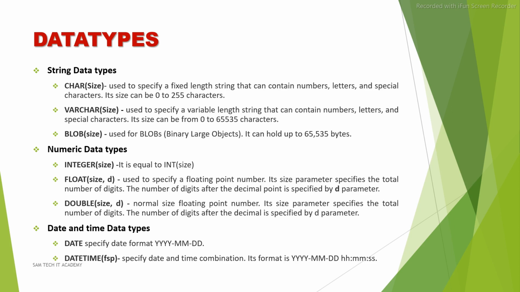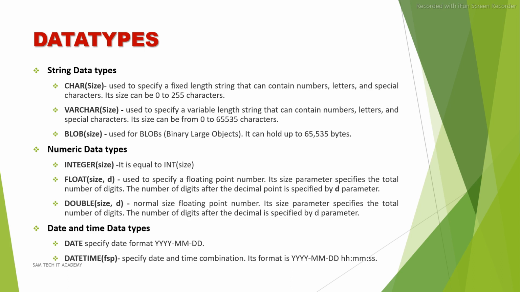Numeric data types: integer, float, double. Integer, int, is otherwise called number, so integer is equal to int. For example, if we are going to define some number row, we should use the data type integer. Likewise, float represents the size parameters. If you are giving, for example, float(10, d) with the parameter as 2, then with 10 digits it will take a point and two decimal digits, something like that. And then double.